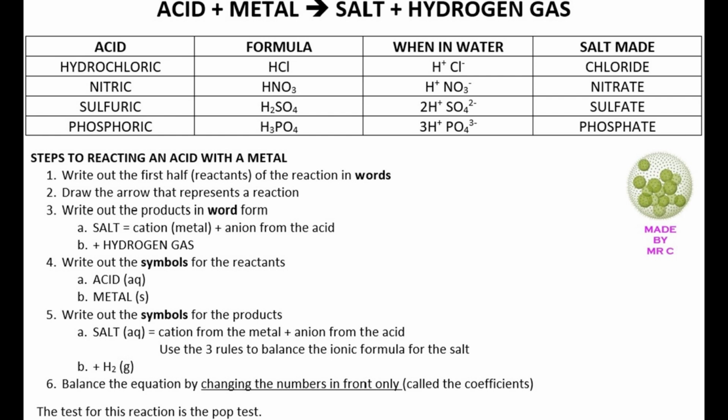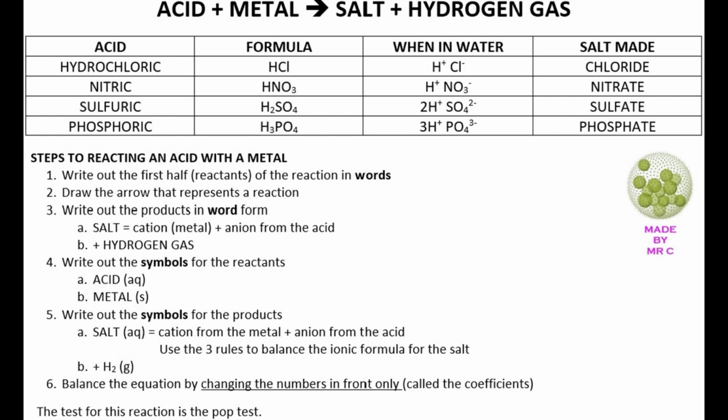Nitric acid is HNO3. When in water, it breaks down into hydrogen ions and nitrate ions. Therefore, the salt made is going to be a nitrate. Sulfuric acid is H2SO4. When dissolved in water, it separates into 2 hydrogen ions and a sulfate ion. Therefore, the salt made is going to be a sulfate.